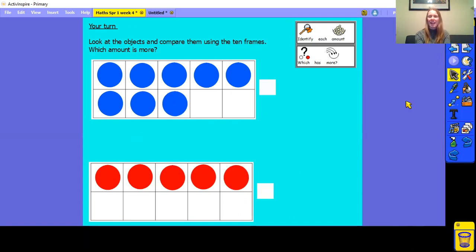Okay, your turn again. Don't forget, count the blue counters first, then count the red counters, and then work out which one has more. Pause the video while you do that.